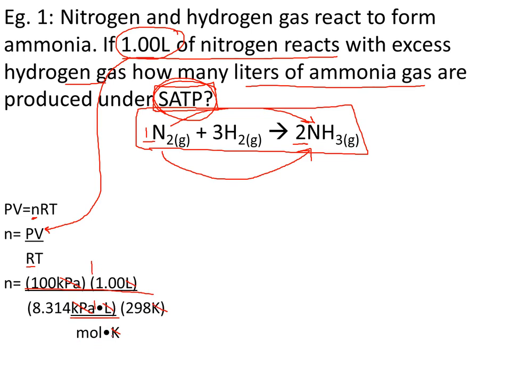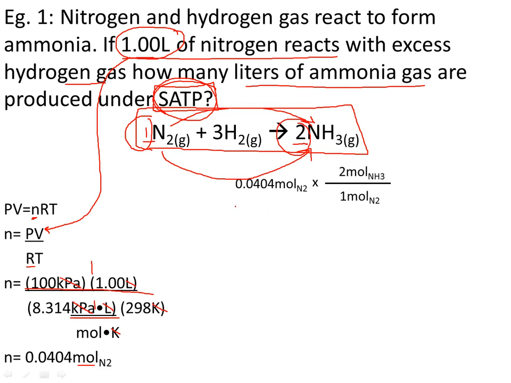We're dividing by 1 over moles, which is the same thing as multiplying by moles. So there are 0.0404 moles of nitrogen gas. Now we can apply this 1:2 ratio, and so let's write that out as a conversion factor. Moles of nitrogen will cancel out, and we're using the 1:2 ratio to get to moles of ammonia, and we would then have 0.0808 moles of ammonia.